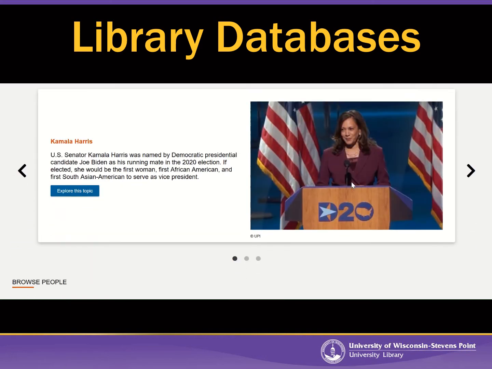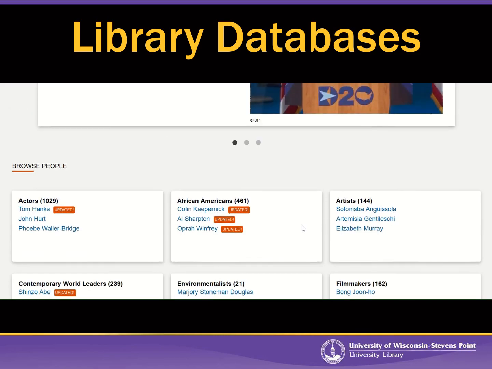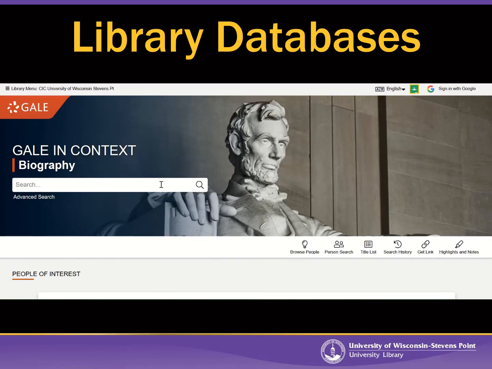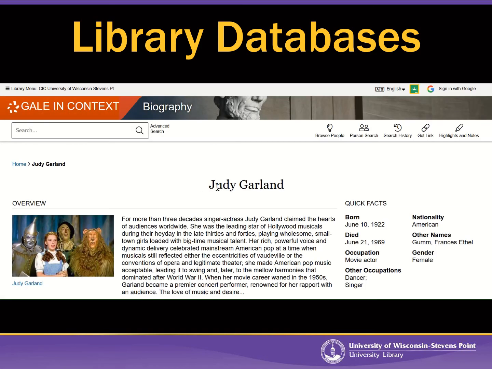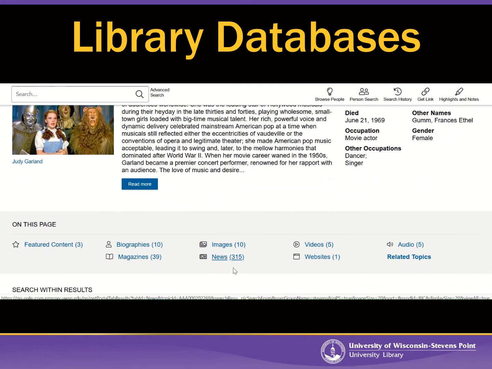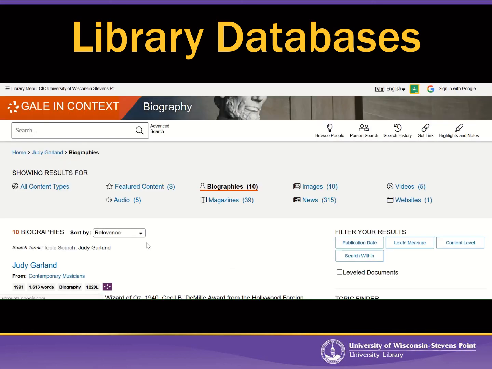You can browse people at the bottom if you'd like, or you can just enter your historical person in the search bar. I'm going to pick Minnesota homegirl, Judy Garland, and search. And then there's usually an overview of the historical person, which you could use as your source for your biography paper. If you scroll down, there are other types of sources though as well, including magazines and newspaper articles. I tend to gravitate toward the biographies. They're typically taken from online encyclopedias, so I find them the most useful.